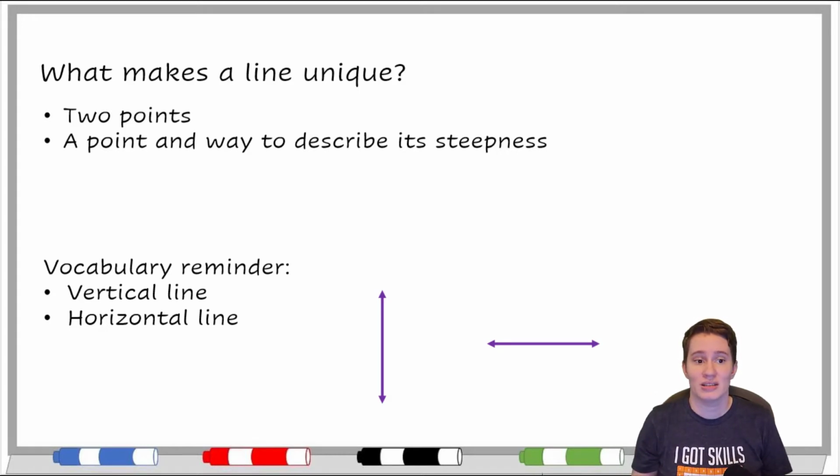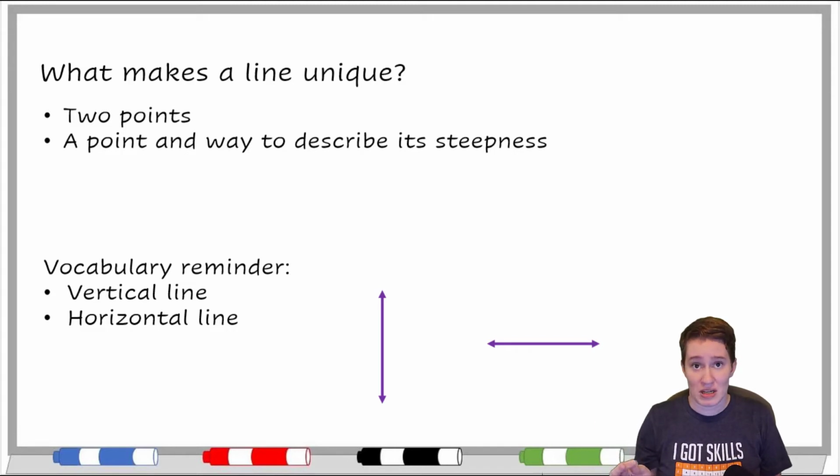The other way would be to have a point and a way to describe its steepness that we both understand. So I'd be like, okay, you're going to start at the point (2, 3), and then I've got to figure out a way to tell you about its steepness. Spoiler alert, that's the whole point of this lesson, is this issue of steepness. So that's cool. That's what slope is: how we measure steepness.